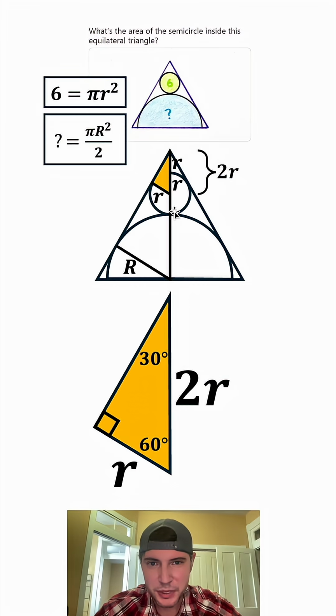And then while we're at it, this piece right here is also a radius. Let's call it little r. And we can finish this. This is a radius of the semicircle, so let's call this big R. So the entire height of our equilateral triangle is big R plus 3 little r.